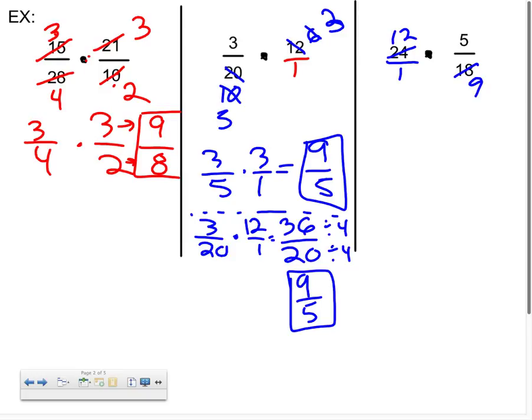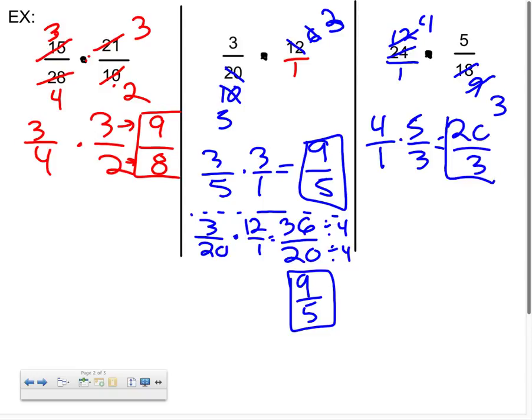And then 12 and 9 I can still divide out. 12 and 9 can both be divided by 3, so it'd be 3 and 4. And I think at that point, that's when I'm done with my reduction, because if I have 4 over 1 times 5 over 3, I can't do much further than that. So I'm going to go ahead and multiply my top numbers. 4 times 5 is 20. 3 times 1 is 3. So 20 over 3 would be my answer.